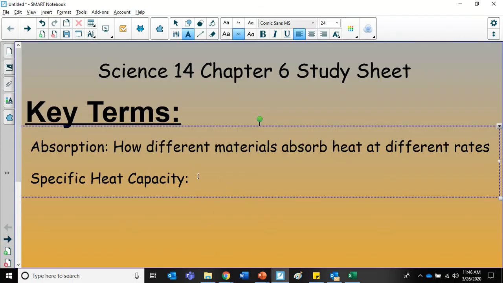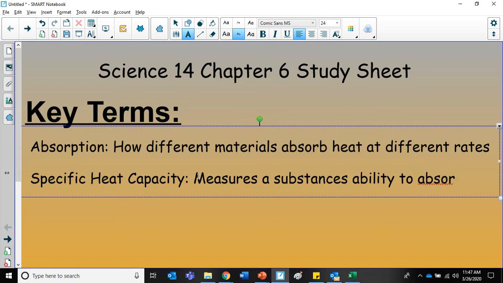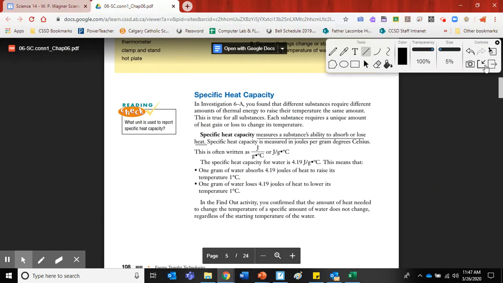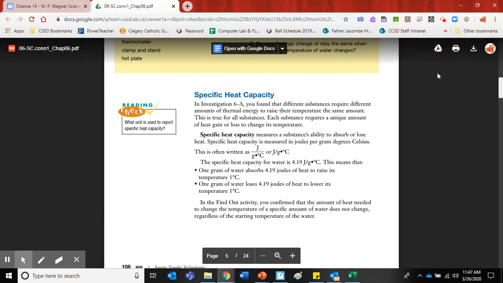And then I would put it in here. Measures... absorb heat... absorb or lose heat. There we go. And now I have my definition. As you guys are working through it, do all these same things. It'll take more time to practice through it.